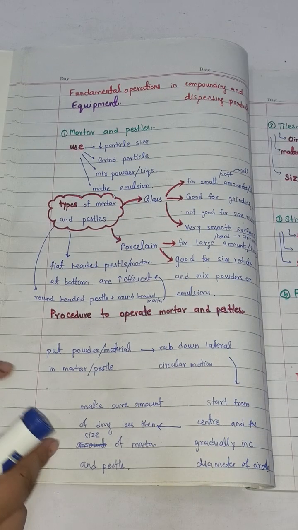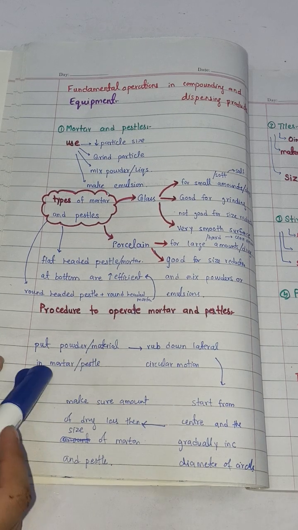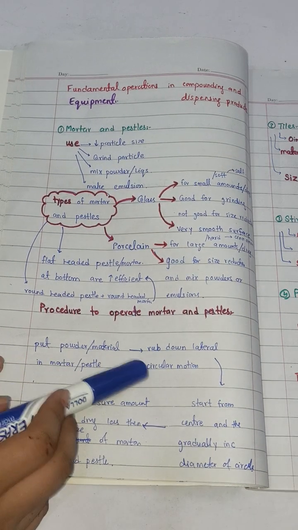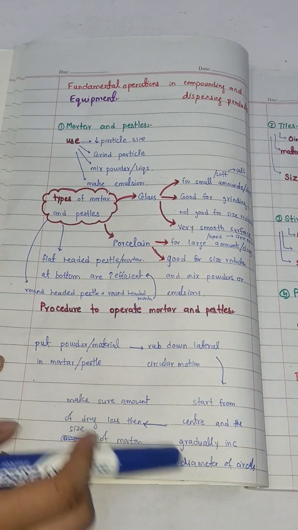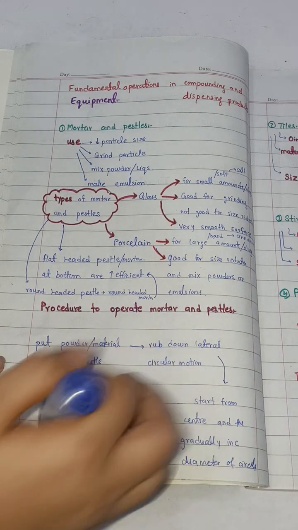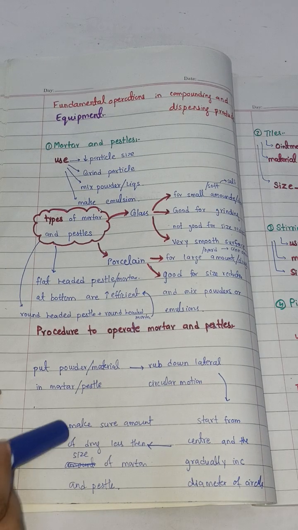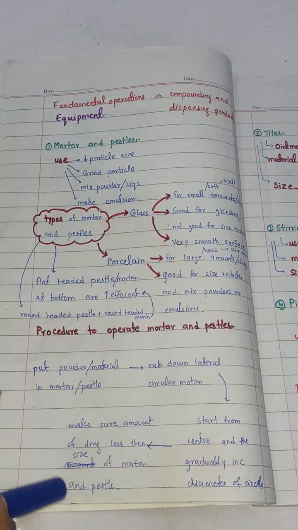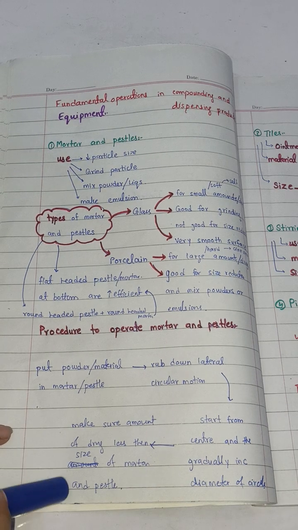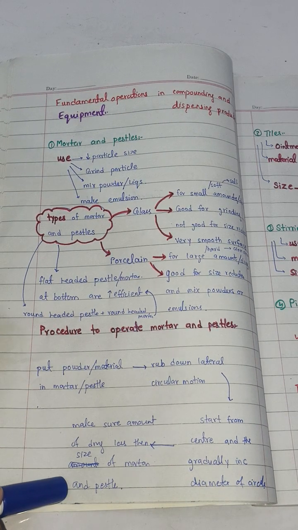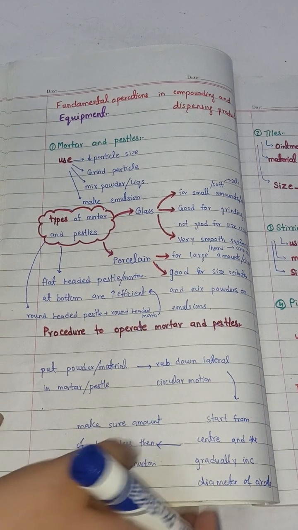Okay, so how to operate the pestle and mortar? You have to put the powder or your material into it. Then you rub down laterally in a circular motion, starting from a small circle, and generally you increase the diameter of the circle. Meaning you start the grinding at the circle, then you gradually increase the circle. Make sure the amount of drug is not more than the size of the mortar, so that it doesn't come out of the bowl. That is not efficient or good.